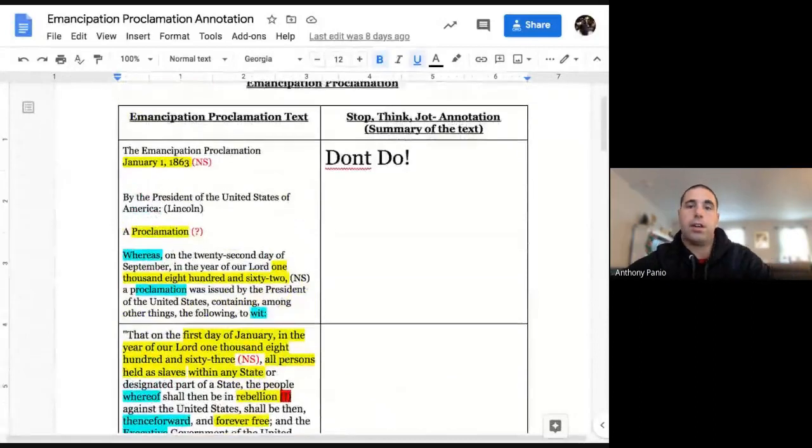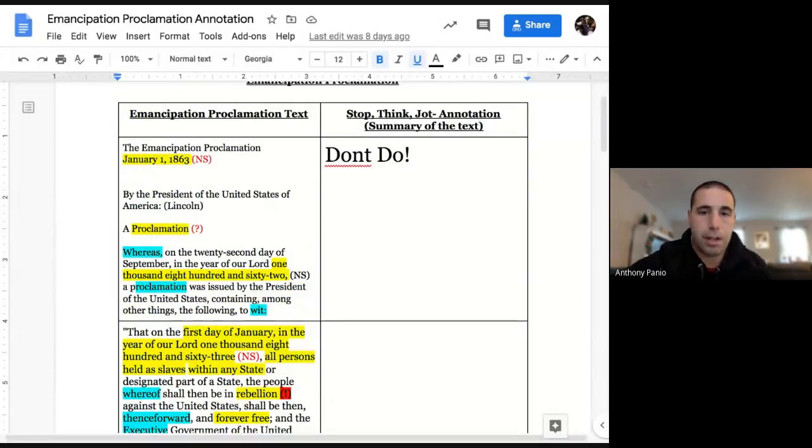Okay, so let's take a look. The Emancipation Proclamation, January 1st, 1863, by the President of the United States, America, which is Abraham Lincoln. This is what it actually says. Obviously the proclamation didn't look like this. It was on fancy parchment paper and handwritten, but we're putting it into virtual form for now.